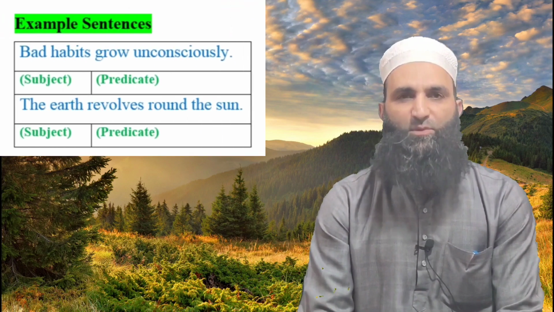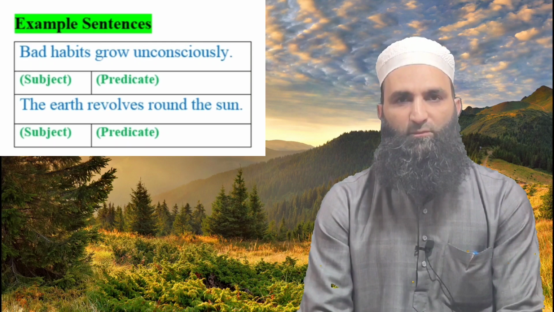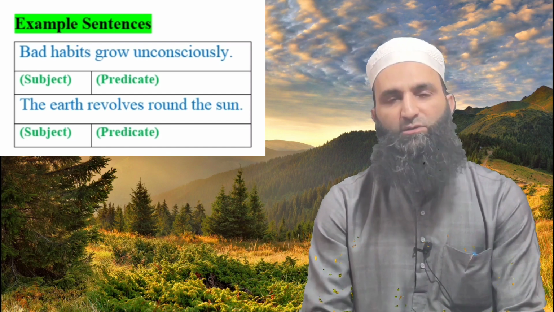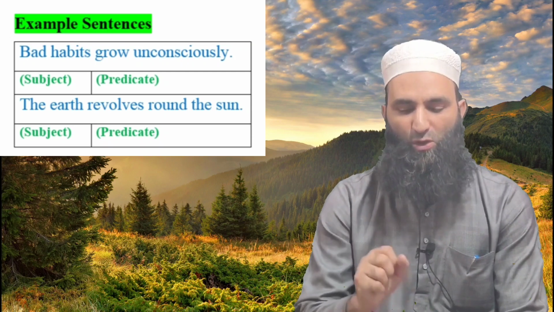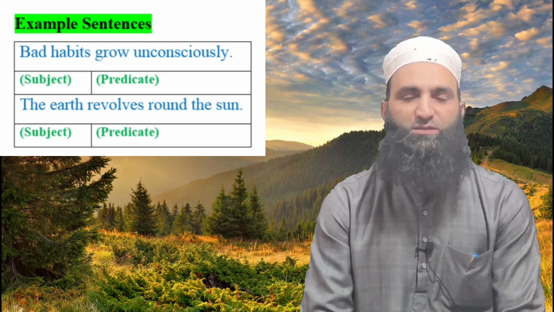This is the same word order as we find in English grammar. In case of the nominal sentences, I can give a couple of examples of English sentences. For example, bad habits grow unconsciously. The earth revolves round the sun. However, in some situations, this word order may change.